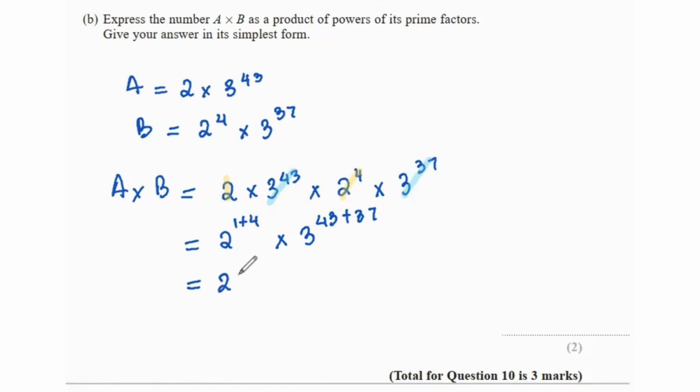So it's going to be 2 to the power of 5 times 3 to the power of 43 plus 37, which is going to be 80. So this is your answer for A times B as a product of powers of its prime factors in its simplest form.